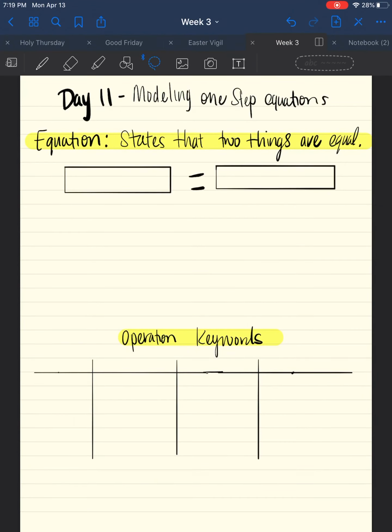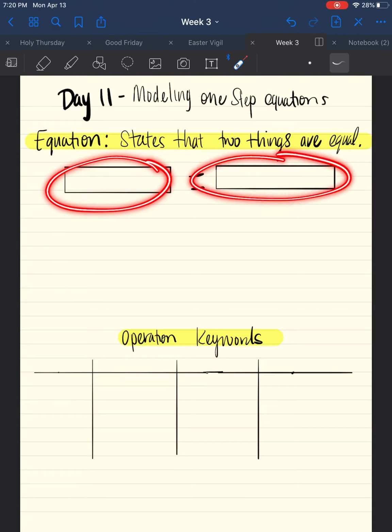Today we're going to do modeling one-step equations, and what this means is we're going to be writing equations from a situation or from a statement or from a text. So the first thing you need to know is obviously the definition of an equation. An equation states that two things are equal. So we have a left side that is equal to the right side, right?